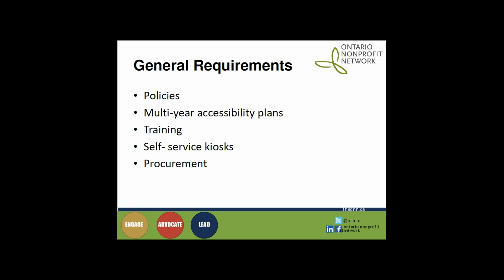That particular requirement is actually for large organizations only. And here's where it gets, again, a little bit complicated. You'll remember under the customer service standard, I said that a large organization was one that had 20 or more employees. Under the Integrated Accessibility Standards Regulation, they changed the definition of a large organization. For the 4 remaining standards, a large organization is one that has 50 or more employees. So if you are an organization with 50 or more employees, you need to create a multi-year plan.